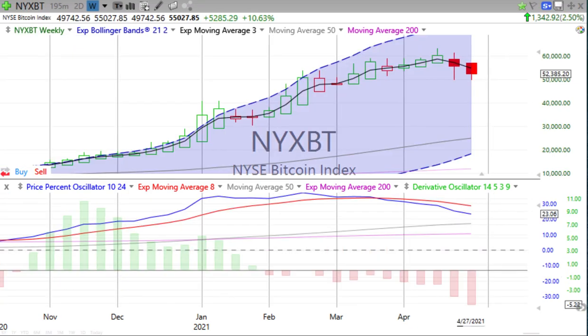What about Bitcoin? Up second day in a row. Not a lot for Bitcoin, 2.50%. Bitcoin, however, still strong red down candle. The biggest red down candle that we have seen in many weeks, many months. Derivative oscillator gaining downward momentum. Price percent oscillator heading down.